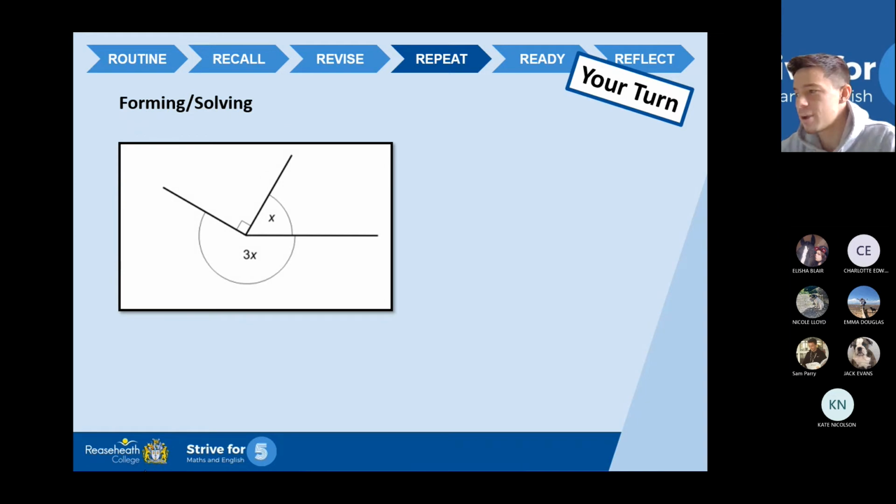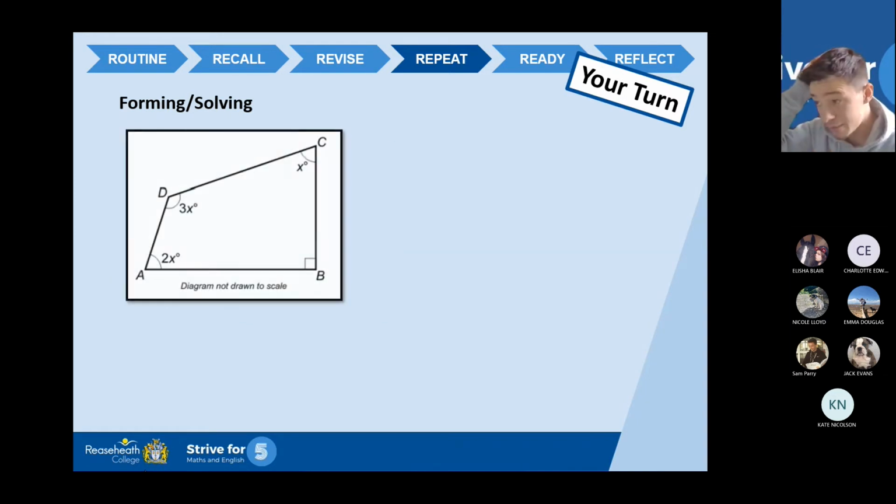Right. So, the first question you had was a four-sided shape, wasn't it? Now, this is a quadrilateral. A quadrilateral is a four-sided shape. The clue is the fact it has quad. Quad means four. So a quadrilateral is a four-sided shape, and any quadrilateral in the world, the internal angles, the angles inside of that shape will add up to 360. Okay?